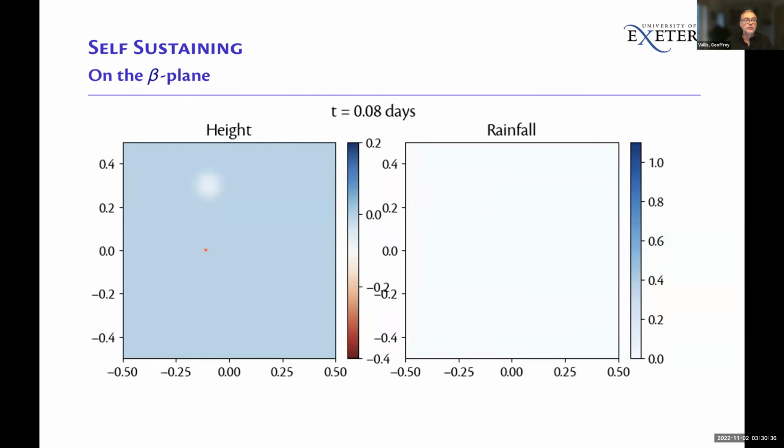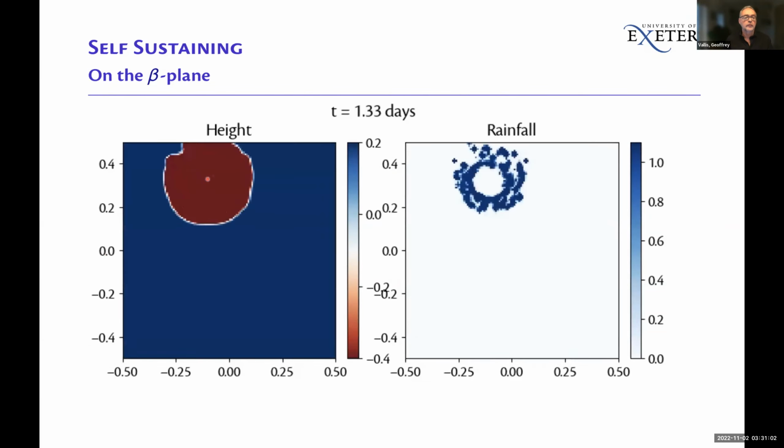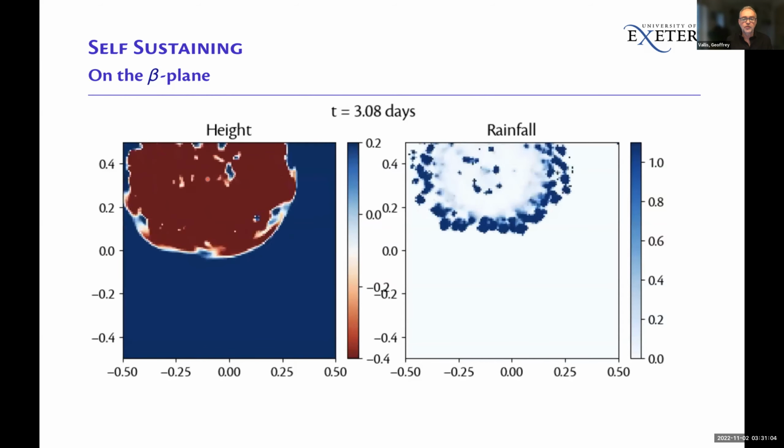So this time, I'm actually going to put it on in a rotating system on the beta plane, so the Coriolis parameter varies with y. And now this y-axis actually means something. The equator is at y equals 0. And the initial perturbation is here off the equator. So let's see what happens now. So it looks almost the same.